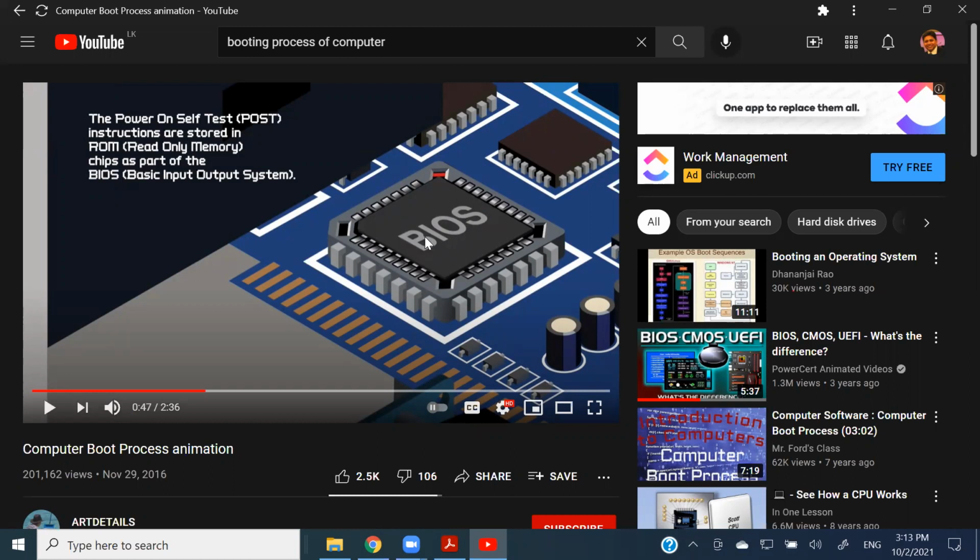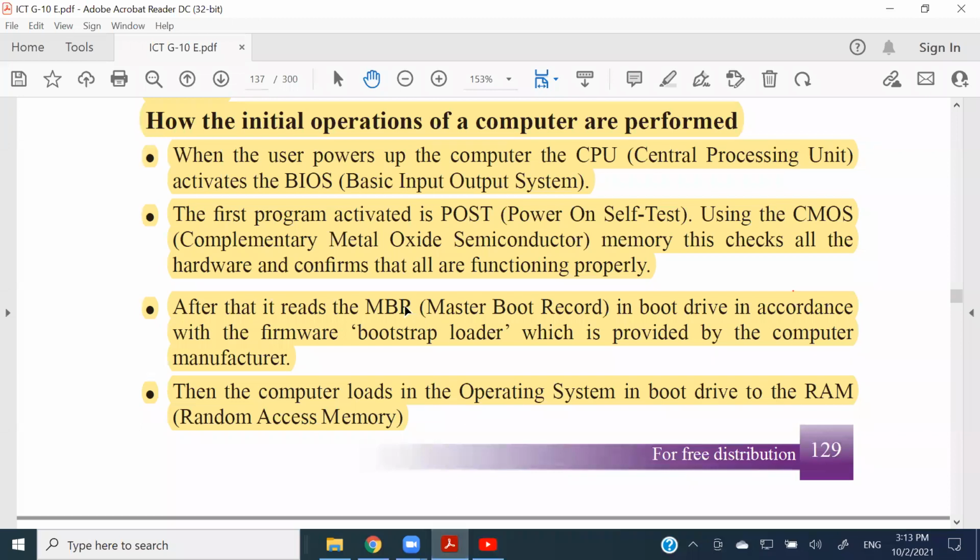And in the BIOS, there is another particular ROM called CMOS. With the CMOS, it will check whether all the things necessary for a computer system to function properly are okay. What are these? They check whether the RAM card is fixed clearly, whether the VGA is fixed clearly, and whether the computer is connected with the keyboard and a mouse, specifically the keyboard. If those things are okay, then it finds the master boot record in the hard disk.